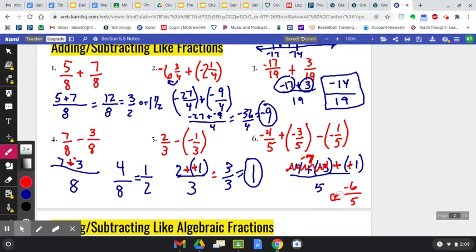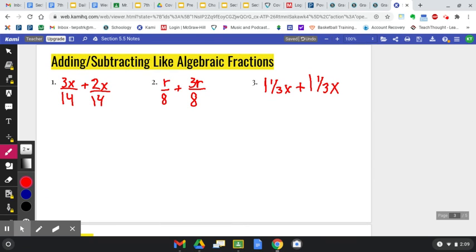Or, right, I could write that as a mixed number. 5 goes in there once, and this would be 1/5 remaining, and that value is negative, right? So either one of those would be okay.